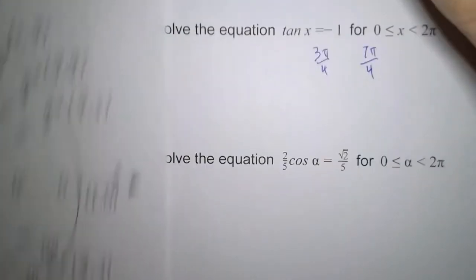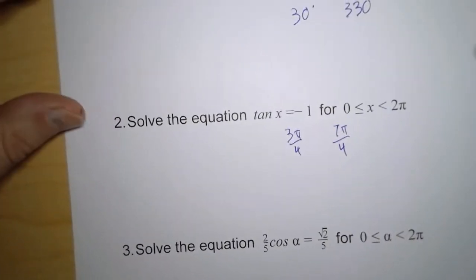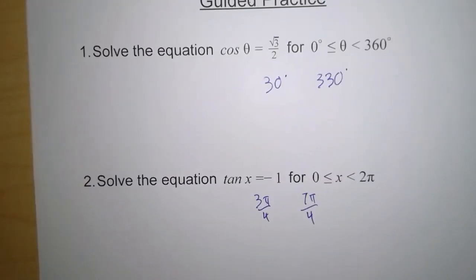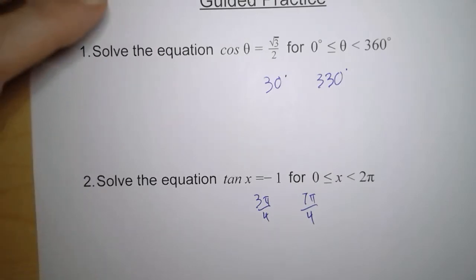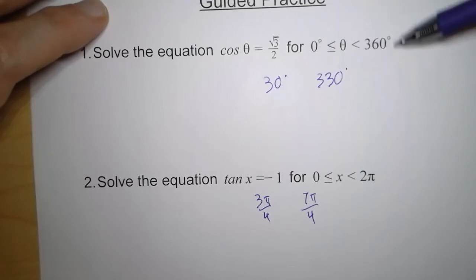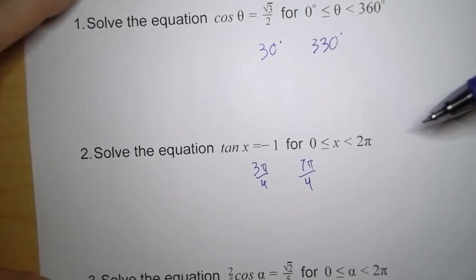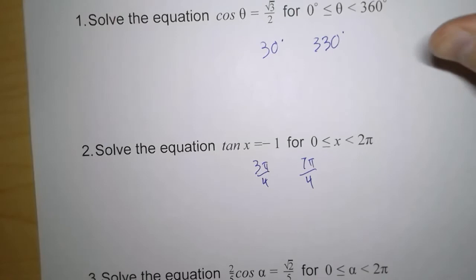Now you have to pay attention to what's given to you because oftentimes the teacher or the textbook will want you to give your angles in a certain mode, whether it's degrees or radians. One clue is to look at this, because this is a clue that we're talking about degrees, and this is a clue that we're talking about radians. So just be aware of that.